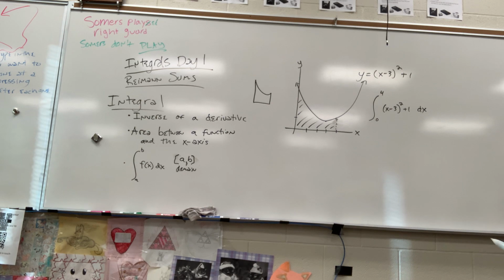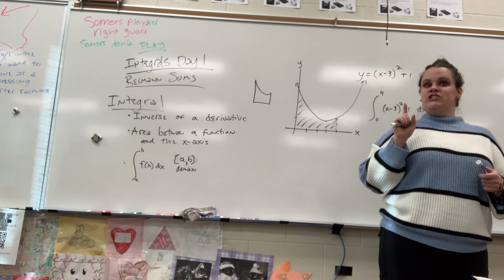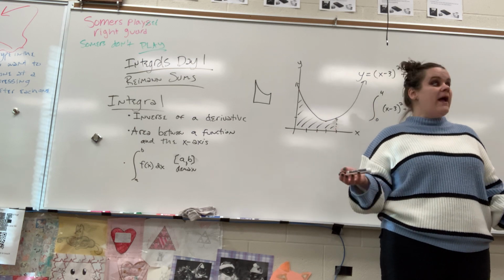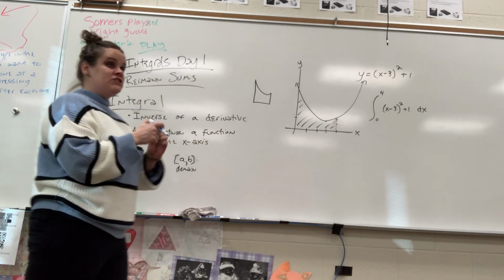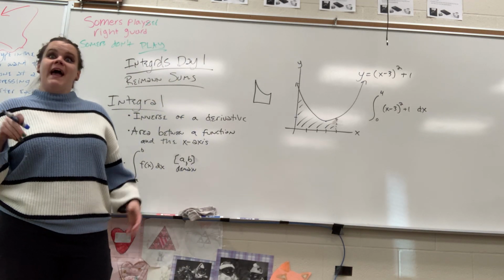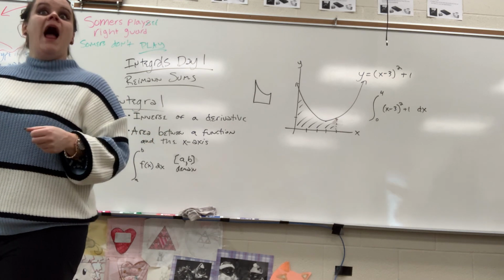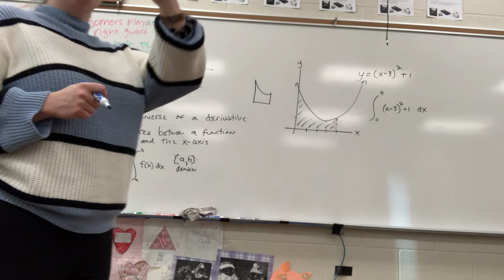Is that fair? So what we're going to do is use easier shapes I can find the area of to estimate the area of this shape. What's the easiest shape to find the area of? A square or a rectangle, right? So that's what we're going to use. I'm going to decide first how accurate I want my estimate. For this first one, I want 4 sub-intervals. When I say 4 sub-intervals, that means 4 rectangles.